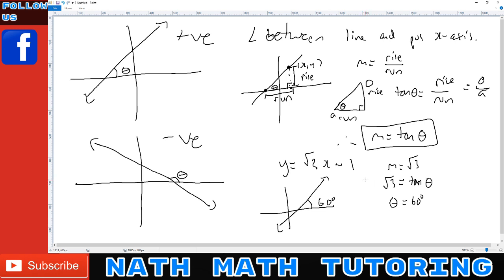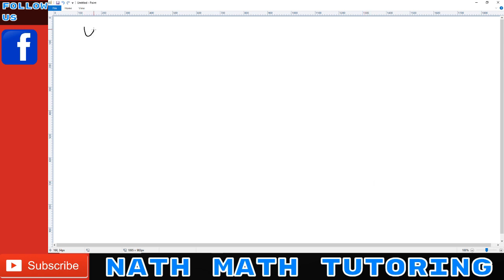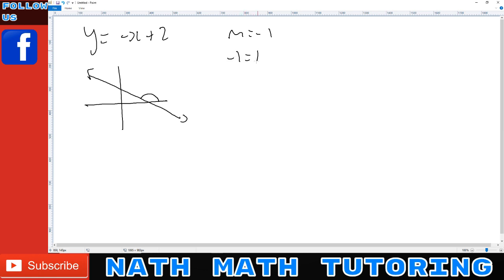Now let's look at a negative gradient. Y equals negative x plus 2. So that looks something like that. So I'm trying to work out this angle. So we have gradient is negative 1. So we have negative 1 equals tan theta. If you use a calculator or exact values, that's 135 degrees. So that's all the tricks to finding the angle between a straight line and the x-axis, right?